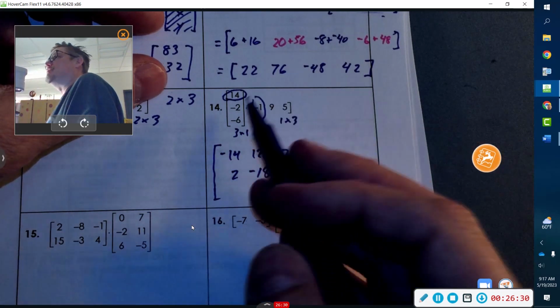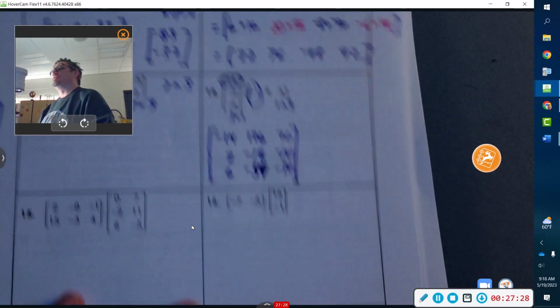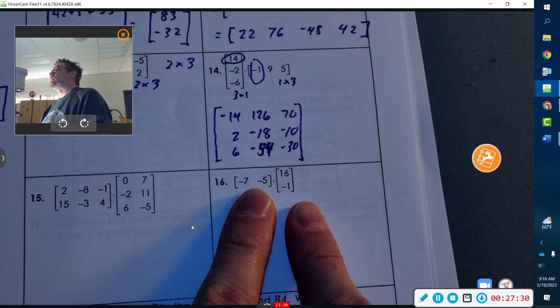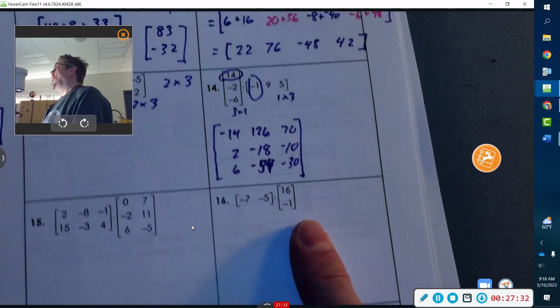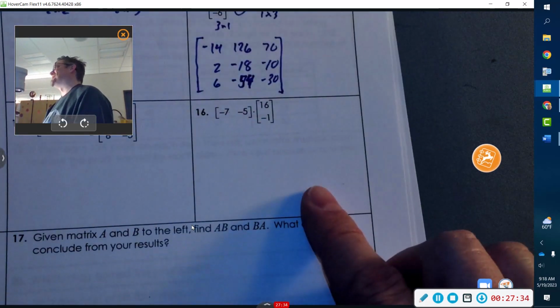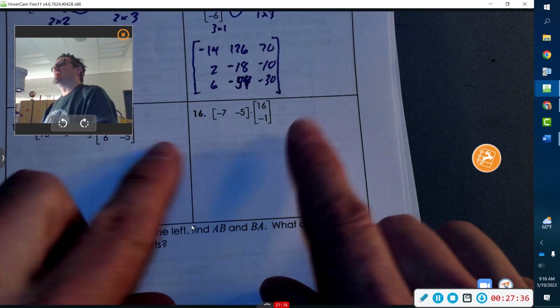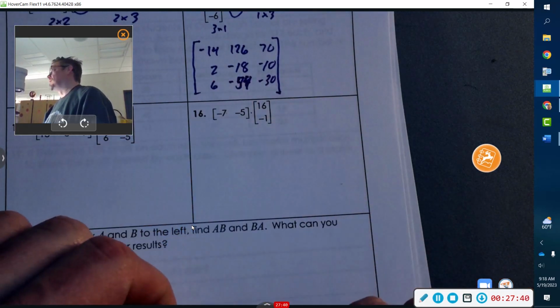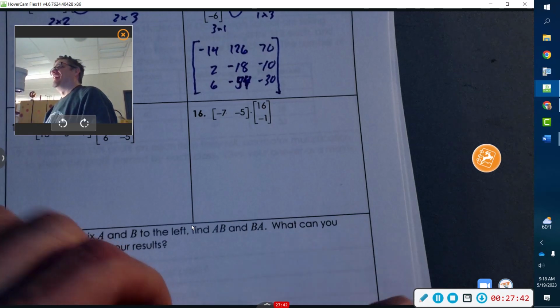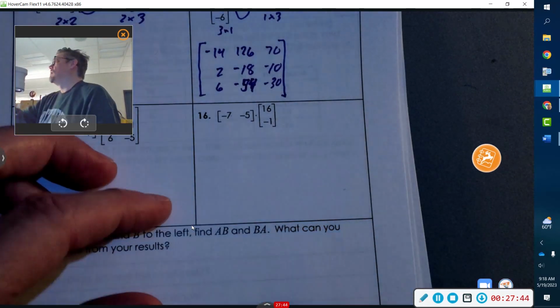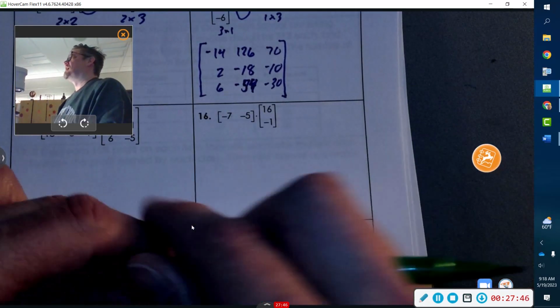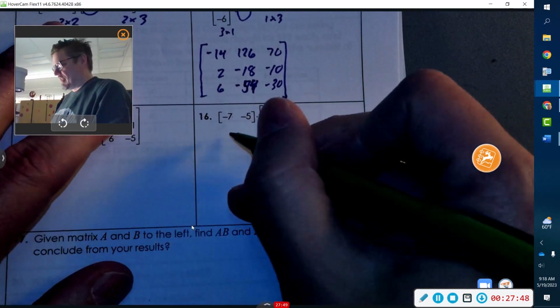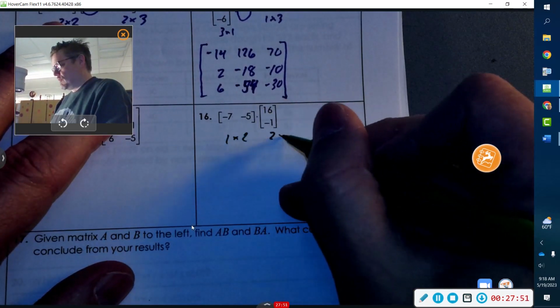But what would this give you? What is 16 going to give you? A 2 by 2. Yeah, close. It was a good guess. Believe it or not, if these had been switched, it would have given you a 2 by 2. Do you see it, Cole? Because this is a 1 by 2, and that's a 2 by 1.